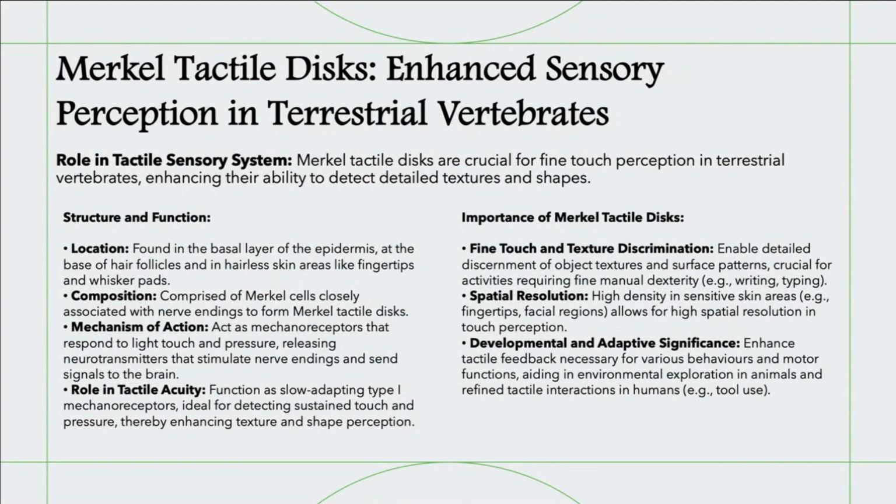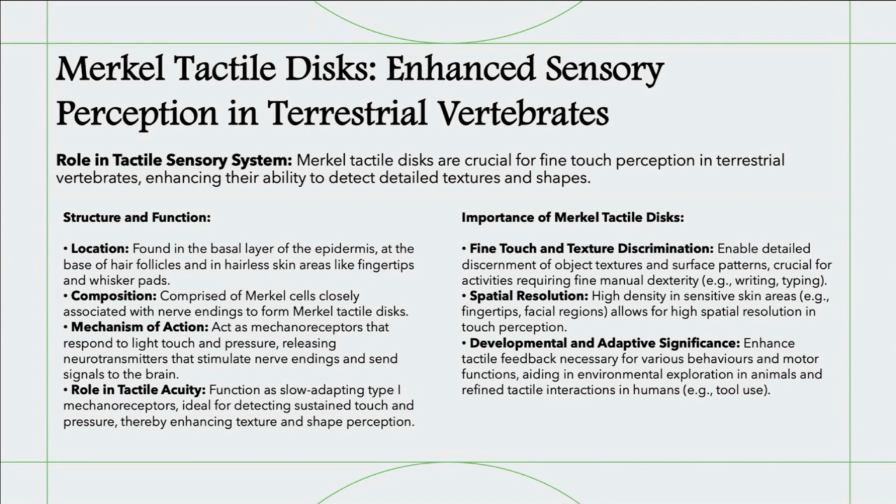Then there are the Merkel tactile discs. Merkel tactile discs are important for fine touch perception in terrestrial vertebrates, which allows them to understand differences between textures and shapes. You can find the Merkel discs in the basal layer of the epidermis. It's at the base of the hair follicles and in hairless skin areas like the fingertips and the whisker pads.